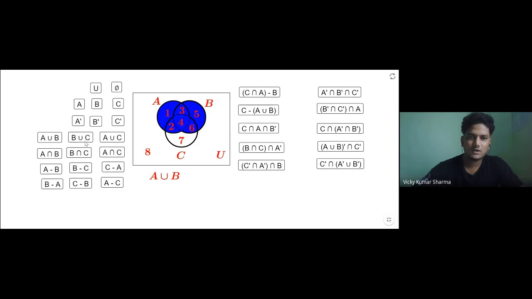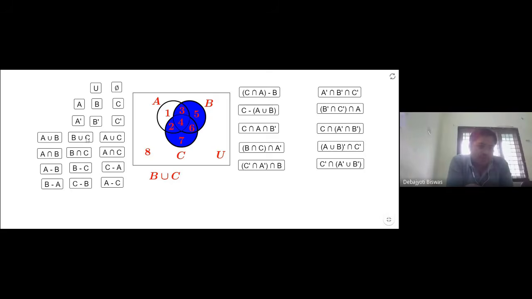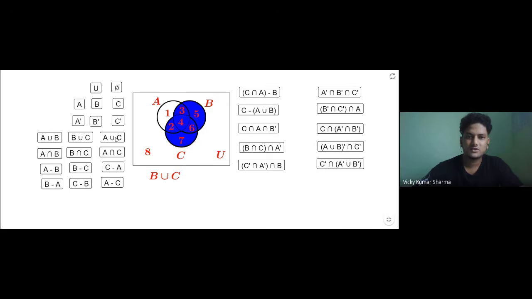Similarly, we can see for B union C, as you can see here, Devjyoti. B union C has 3, 4, 2, 7, 6, and 5. Right, the elements of B and C without the elements of set A and 8 as well. Similarly, you can see for A union C. It's understandable from here.